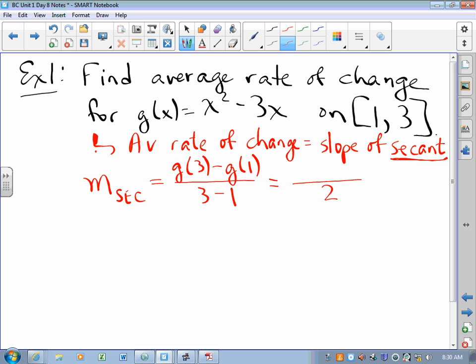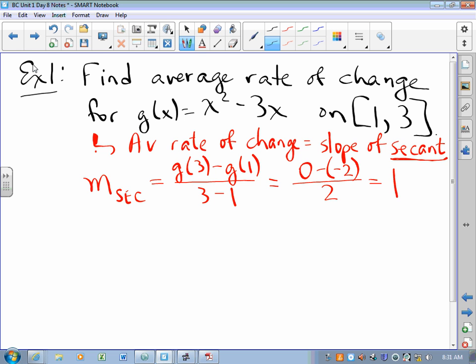Well, 3 minus 1 is easy enough. g of 3, that's 9 minus 9. g of 1, that's 1 minus 3. Average rate of change, 1. At some point between 1 and 3, the slope is 1. That result will come later in our year. But for now, for us, average rate of change, slope of a secant line.